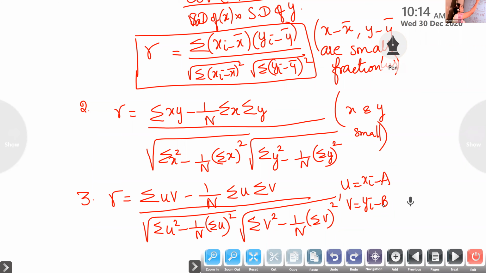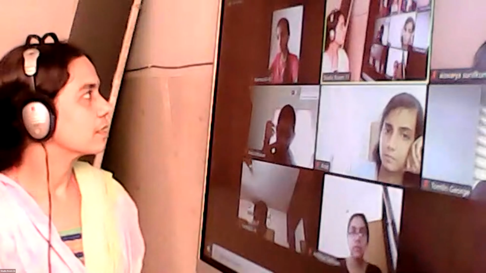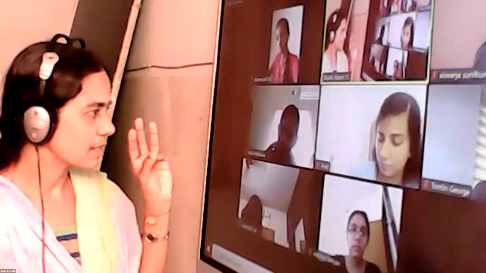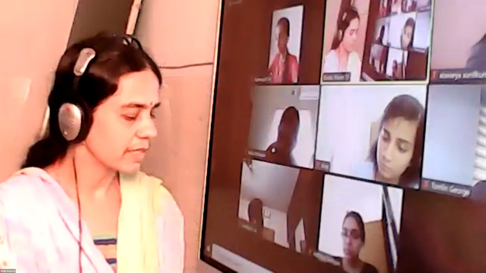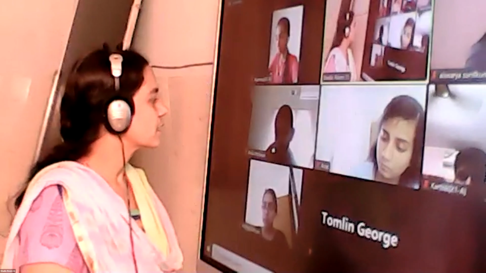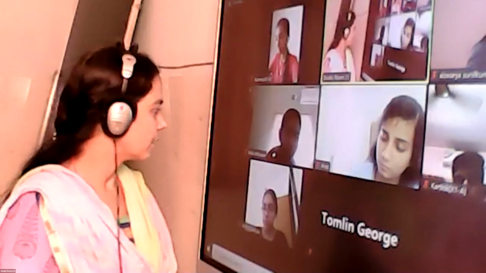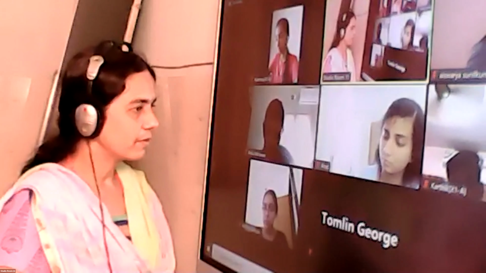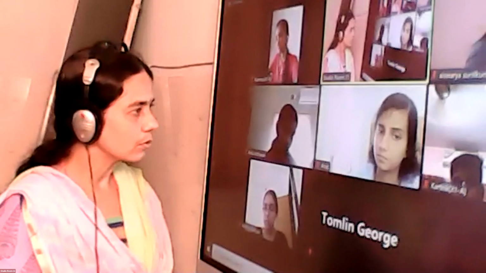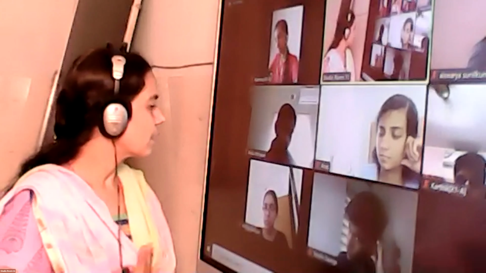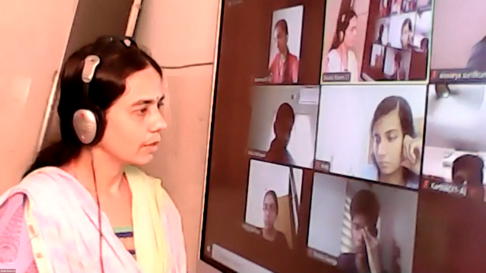Now let's do problems based on this. For Karl Pearson's coefficient, there are 3 formulas. The first one is the standard simple formula. It is covariance of x comma y by root of variance of x by root of variance of y, or sigma x by sigma y. The square root of variance is standard deviation, which is sigma x and sigma y.